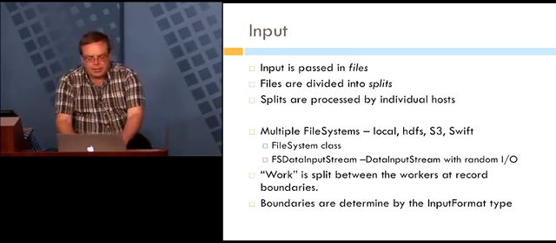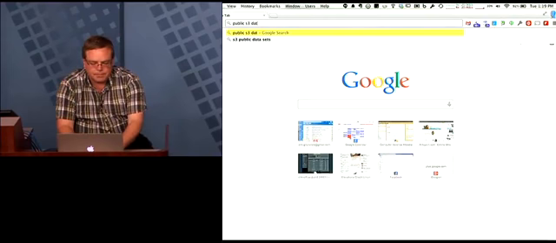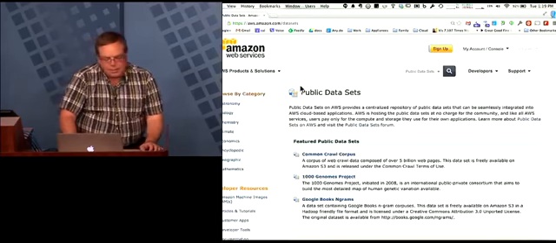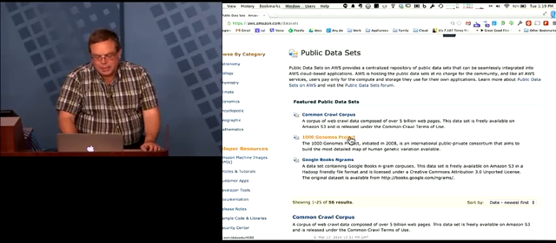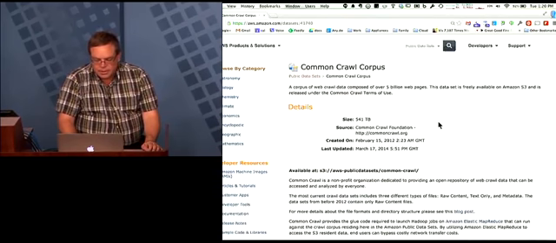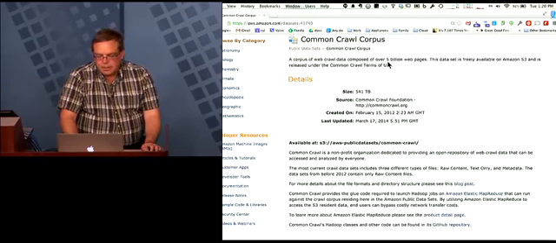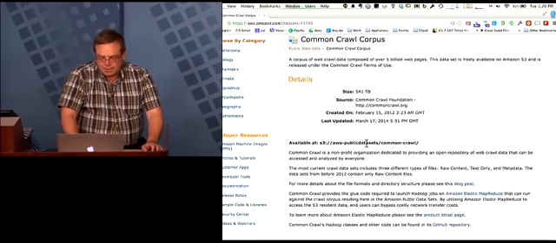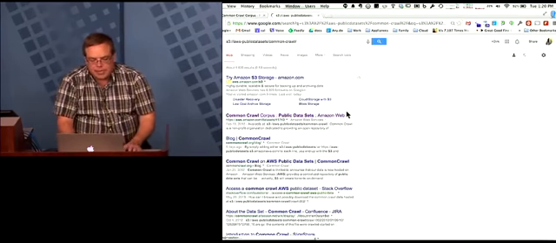And there are a lot of data sets that are available from Amazon this way. So Amazon has, and we're going to be using some of these in some of our examples, for example, the 1,000 Genomes Project, the Google Book Ngrams. Here's the Common Crawl corpus. This is 541 terabytes of data, 5 billion web pages. This data set's freely available on Amazon S3 and released on the Common Crawl terms of use. So, if we were, that would have to translate into.